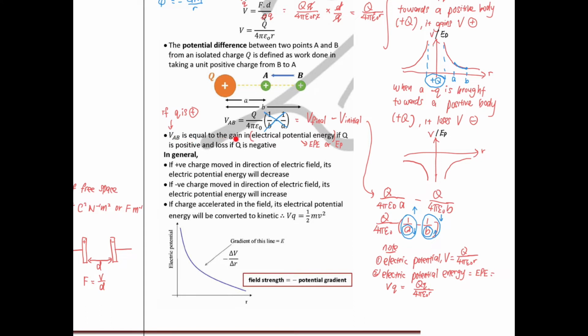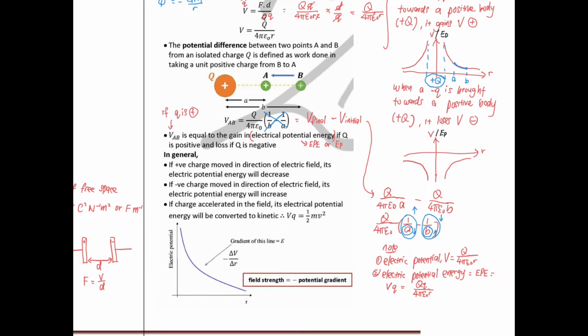V_AB is equal to the gain in electric potential energy. Gain, because you move from here to here, there is an increase. If small q is positive and the capital Q is also positive, it will be a gain if you bring nearer, but it will be a loss if q is negative. So if they are opposite charges, they will go down as they attract.